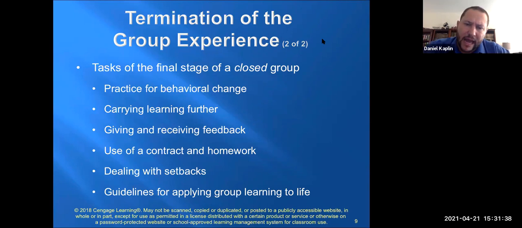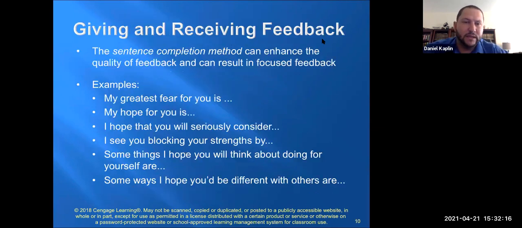Now, you want to have contracts and homework for people to sign before a group. They sign a contract of the expectations of group. Each week, you typically assign homework in a closed group. If there are setbacks or issues that emerge, it's okay to throw out the goals and objectives of that week and deal with setbacks. If a person has left the group and they have a setback, you could either bring them back to the group if it's still ongoing, or find them another group if the group has closed.